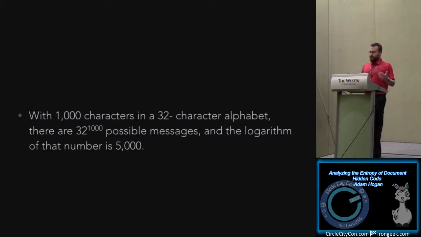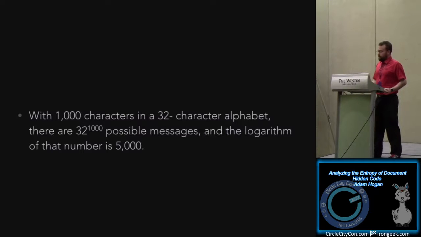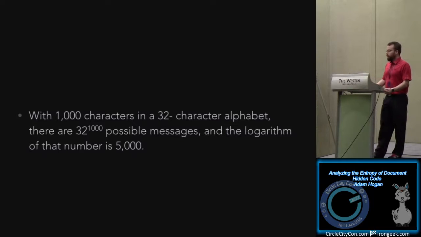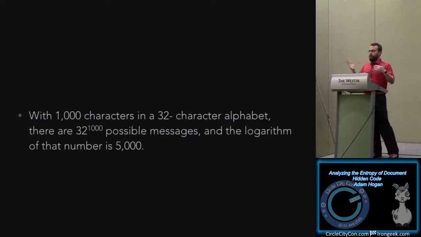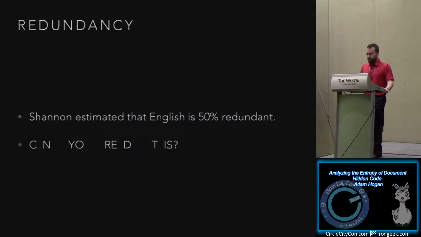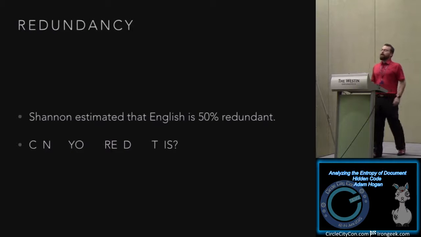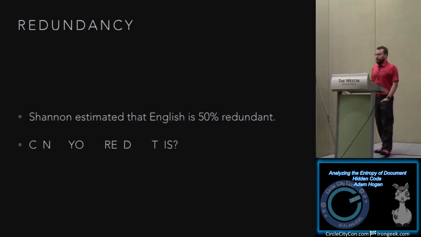Now, if you've got, say, 32 symbols to work with, if you're using a 32-character alphabet to encode data, you actually get 5 bits of entropy associated with that. That's how much information can be stored in that. Or say with 1,000 characters using a 32-character alphabet, you get 32 to the 1,000 power possible messages, and the logarithm of that number is 5,000. So we just come back to 5 times 1,000 to measure the amount of information being stored in that possible message, right? Now that we can measure that, we can look at, say, how redundant a language is.